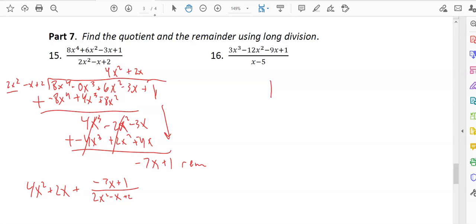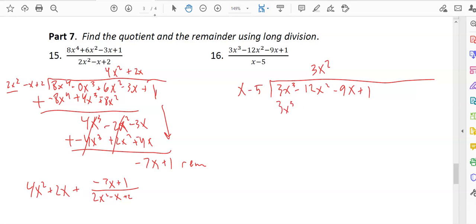Okay, another long division problem here. So we've got 3x to the third minus 12x squared minus 9x plus 1. So x times what is 3x? So that'd be 3x squared positive. So we get 3x to the third minus 15x squared. Subtract that, which means everything changes. This would be 3x squared minus 9x. Just bring down the next term.